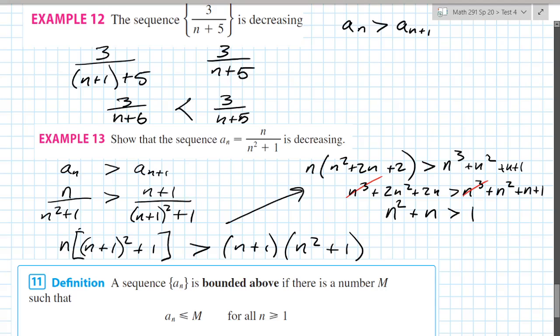So the question is, is this true? What kind of values is n? n is 1, 2, 3, and so on. So the smallest that this can take would be 1 squared plus 1, which is 2. So that is true, no matter the value for n. So a sub n is larger than a sub n plus 1. So the sequence is a decreasing sequence.